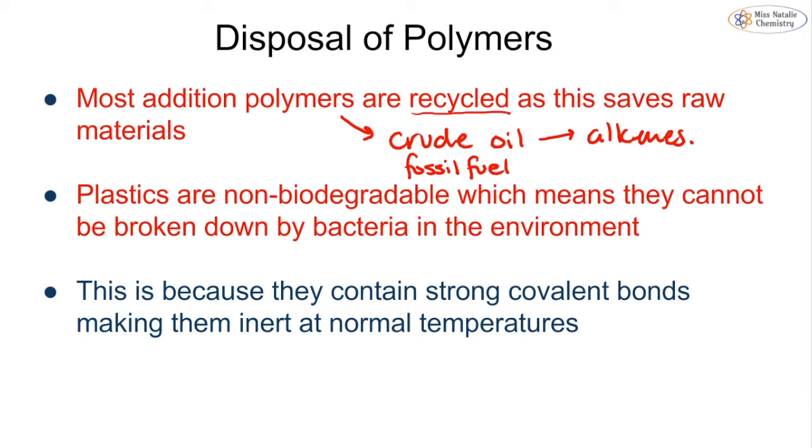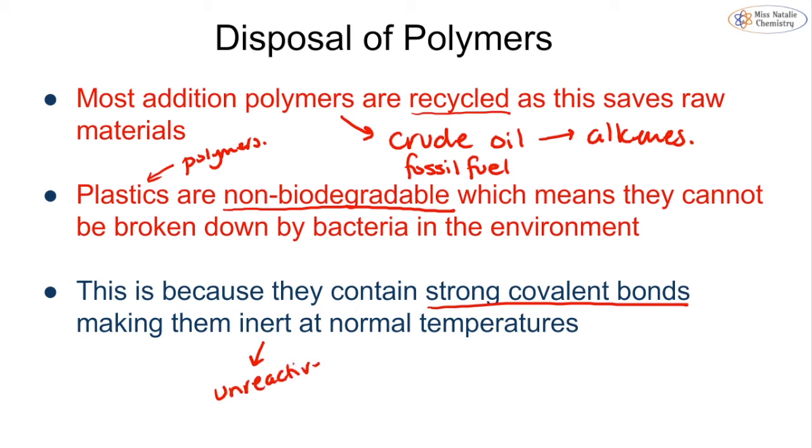Now, the biggest problem with plastics is that they are non-biodegradable. So when we're saying plastics, we are referring to these polymers that we've been looking at. When they are non-biodegradable, it means they're not going to be broken down by the bacteria in the environment, and it's because they have very strong covalent bonds. So at normal temperatures, they are very inert or unreactive. So that means that they're just going to remain in nature, not breaking down for thousands of years, which is why you should not just throw them away.